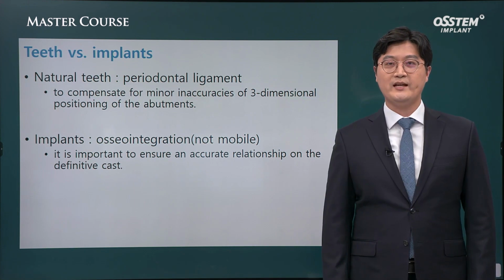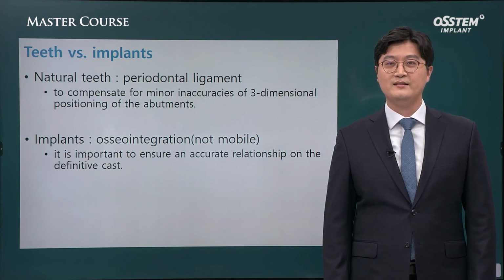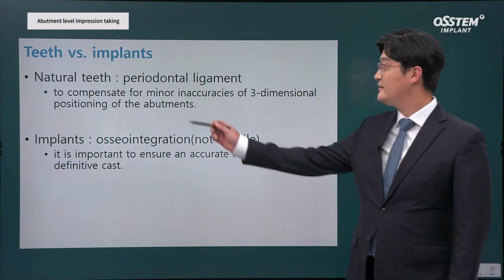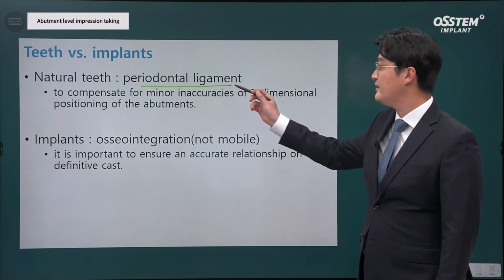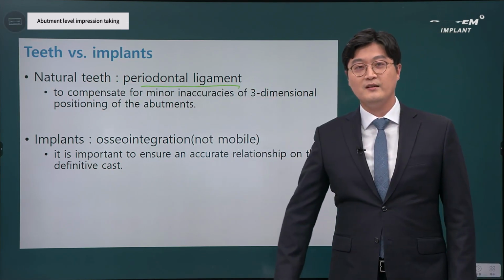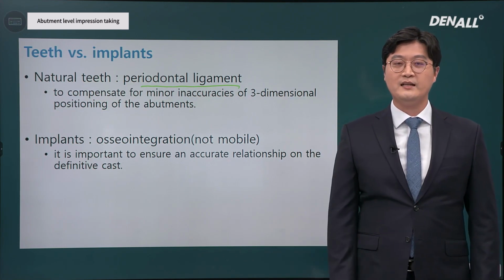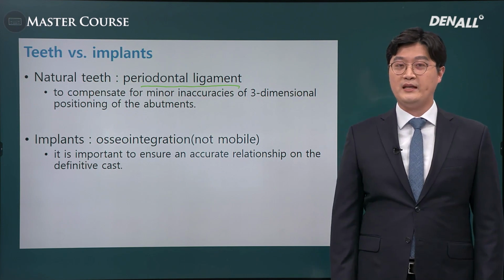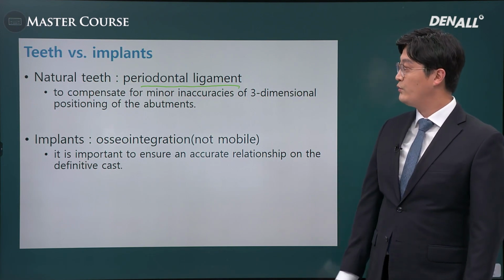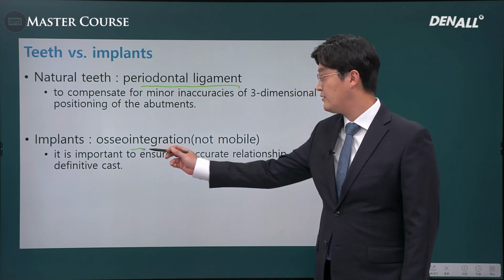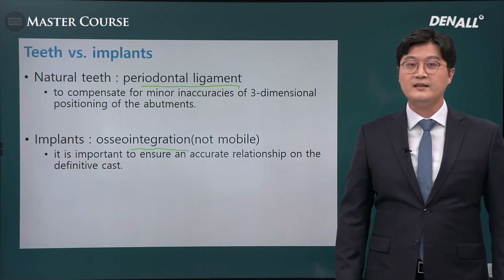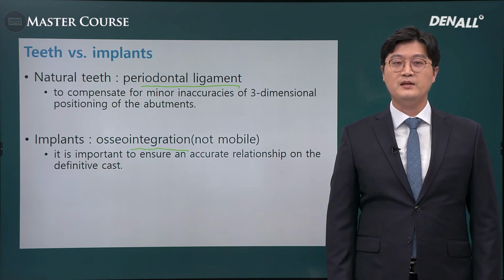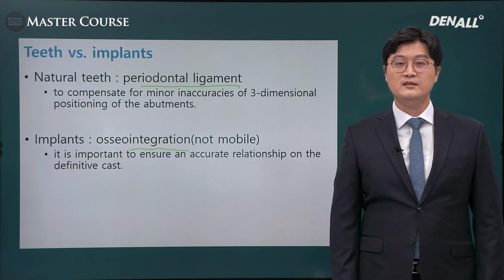Before we talk about implant impression taking, let's talk about the differences between natural teeth and implants. Natural teeth have a periodontal ligament, so even though there are some errors in the prosthesis, the PDL can compensate for minor inaccuracies through tooth movement. But implants have osseointegration, which makes the implant immobile, which can be threatening to implants.